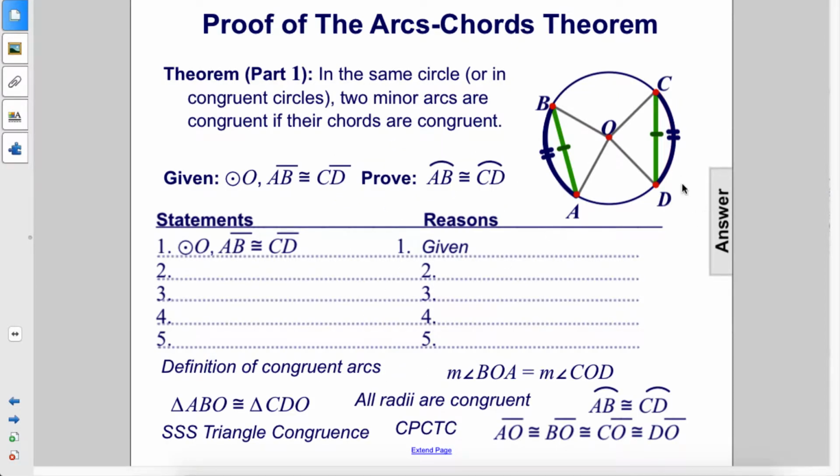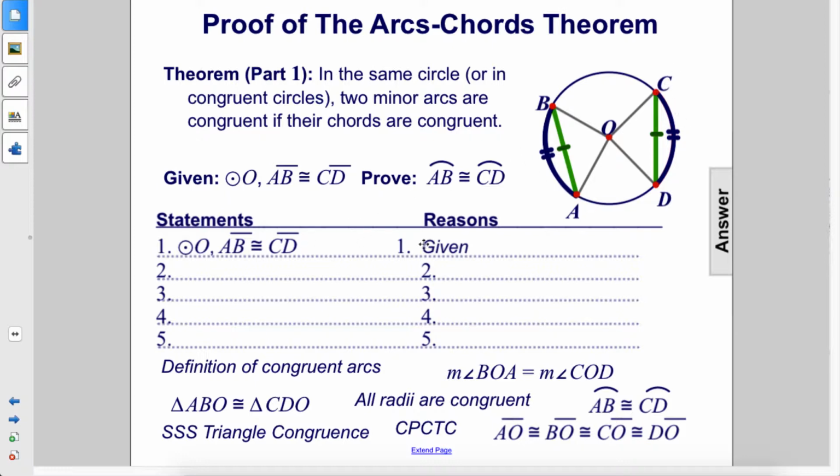Proof of the Arcs-Chords theorem. The theorem again states, in the same circle or in congruent circles, two minor arcs are congruent if their chords are congruent. So given circle O, we know that segment AB is congruent to segment CD. We want to prove that arc AB is congruent to arc CD.